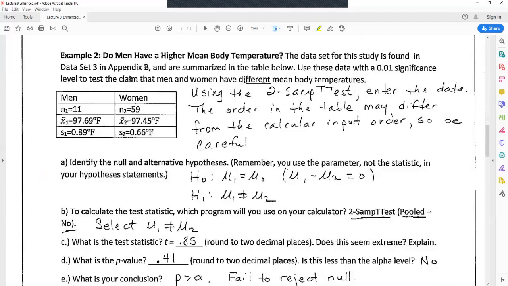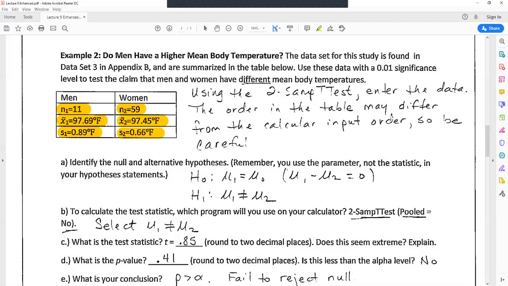Example 2. Do men have a higher mean body temperature? The data set for this study is found in data set 3 and so forth. And in this situation, we're comparing men and women, and we're looking at their body temperatures. The number of men in the study, 11. The number of women, 59. And the average temperature for men, 97.69 degrees Fahrenheit, with a standard deviation of 0.89 degrees Fahrenheit. And for women, the average temperature, 97.45, with a standard deviation of 0.66 degrees Fahrenheit.